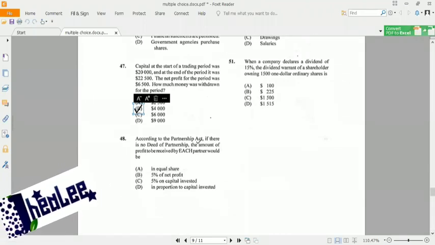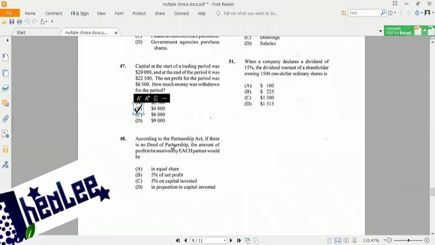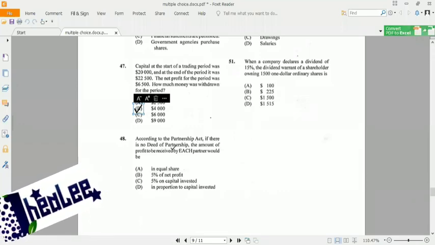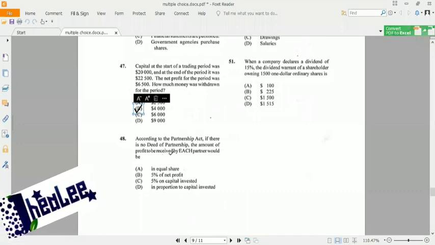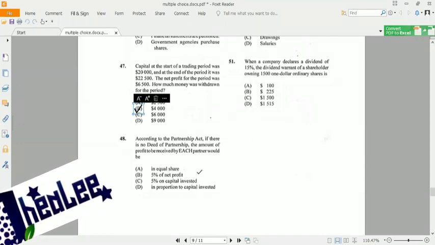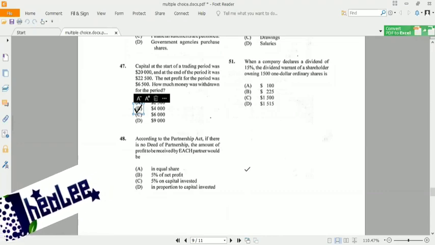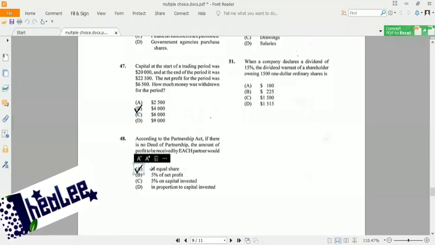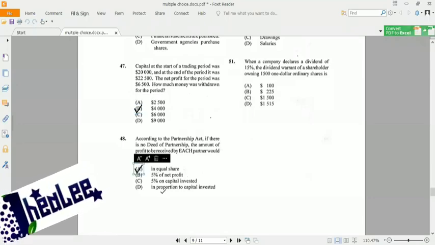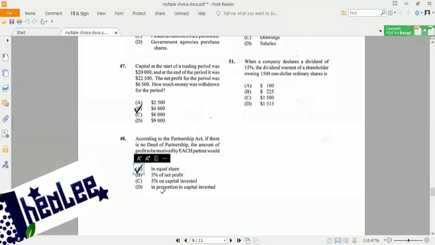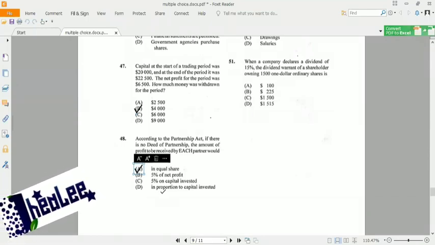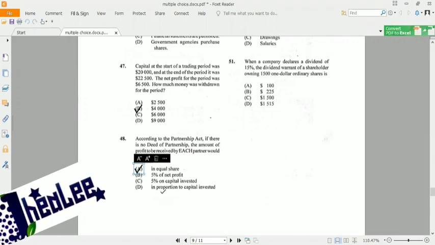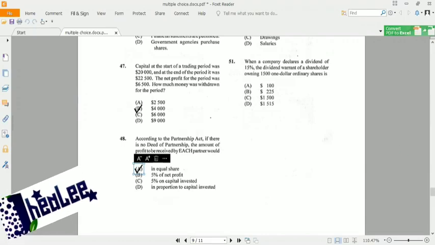Good. According to the Partnership Act, if there is no deed, no partnership deed, no agreement, the amount of profit to be received by each partner would be in equal share. Equal share. There's a case where you use the proportion to capital invested. If there was a deed, but they did not say all the profits or losses should be shared, you would use in proportion to capital invested. All right.